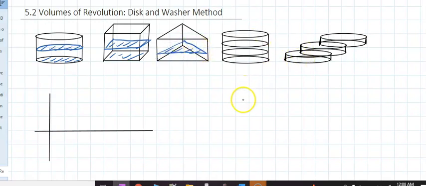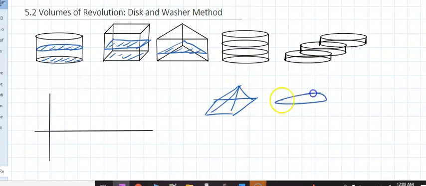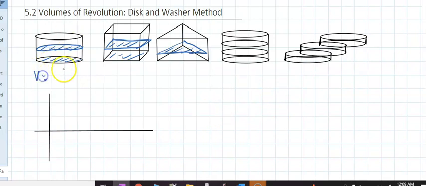What would not be a prism would be a pyramid or a cone, where if you cut in a different position, you will get an area, but it's not equal to the area of the base. So we're dealing with a prism here, and we know that the volume of a prism is always the area of the base times the height.